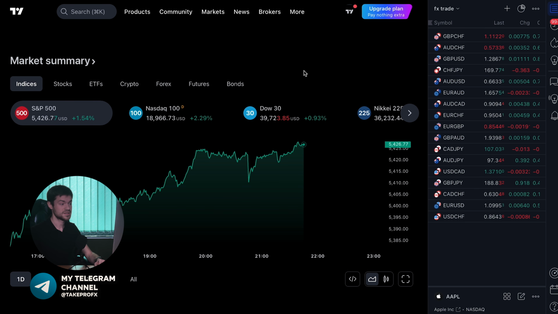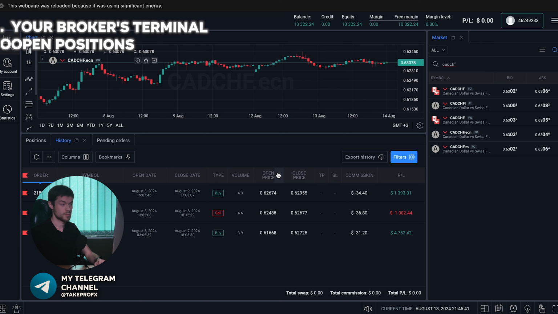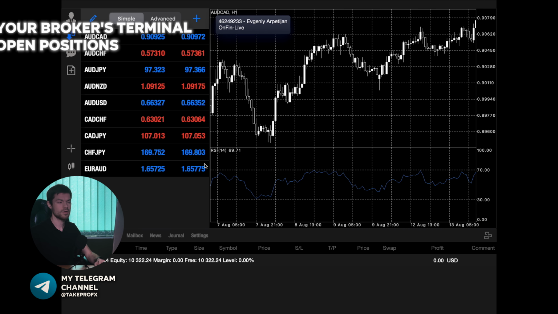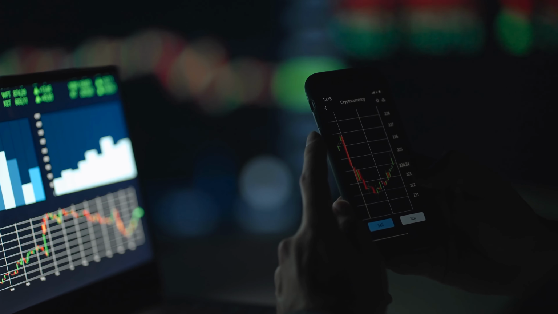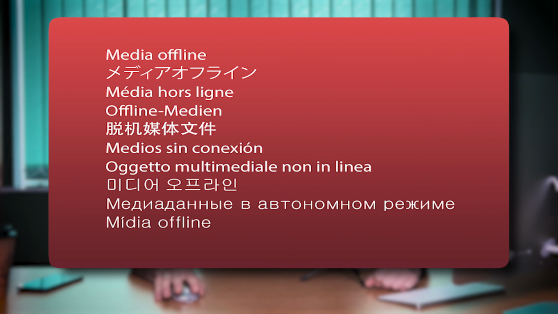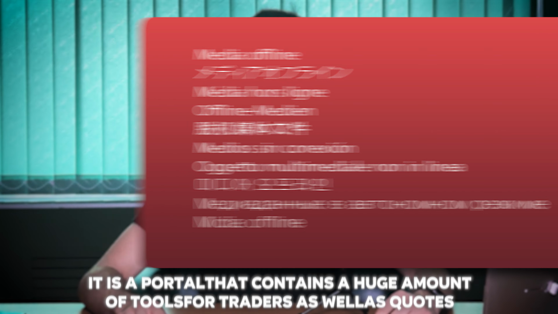Right now we will need two things. The first is the TradingView website for analytics and your broker's terminal to open positions. I often use the MetaTrader 4 app, where you can just log into any of your accounts and open trades even from your phone. First of all, we need to do a simple registration on the TradingView website. It is a portal that contains a huge amount of tools for traders as well as quotes. So we create a free account.